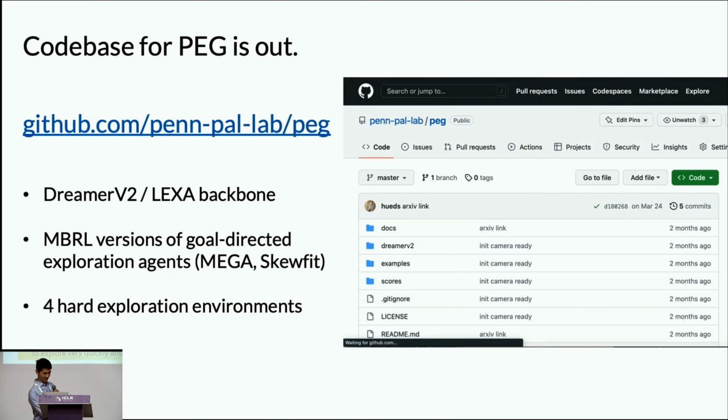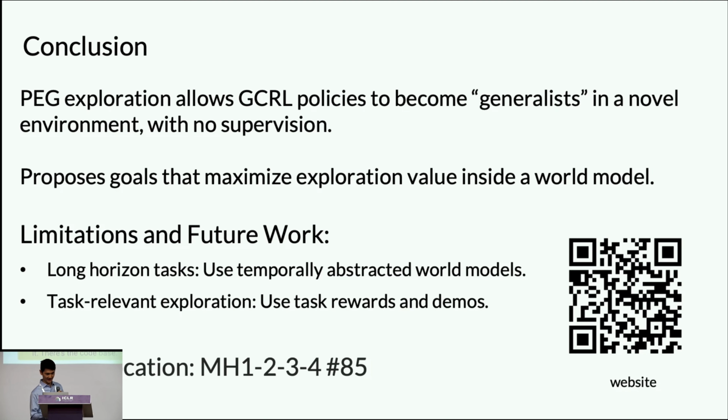And that's pretty much it. There's a code base. In general, PEG exploration allows us to train goal condition RL policies to become generalists in a novel environment. We propose goals that maximize exploration value inside a world model. Please come to my poster if you want to hear about the interesting limitations and future work. Thank you.